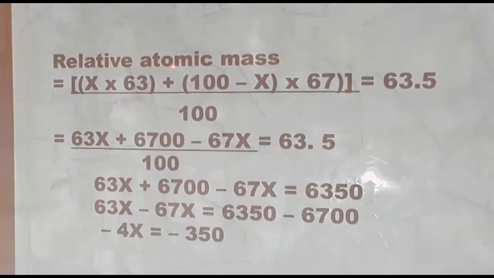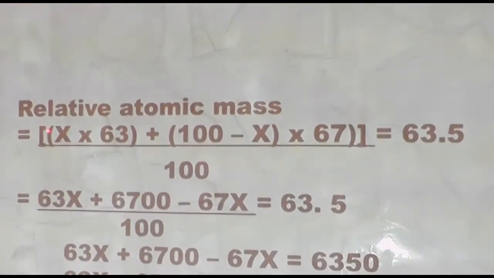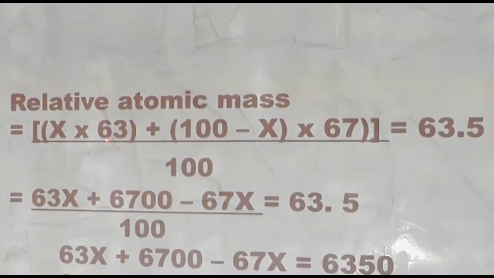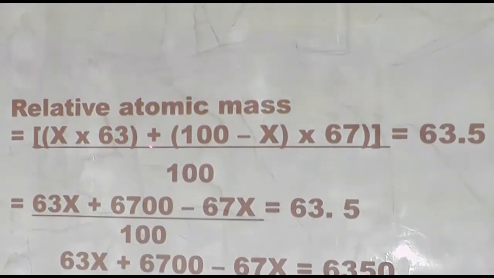Therefore, the relative atomic mass is equal to, open brackets, X, which represents the percentage abundance of the first isotope, multiplied by 63, which is the mass number of the first isotope, plus 100 minus X, which also represents the percentage abundance of the second isotope, multiplied by 67, which is the mass number of the second isotope, all over 100, which is the total percentage, is equal to 63.5, given.